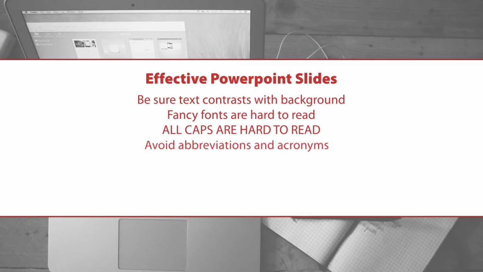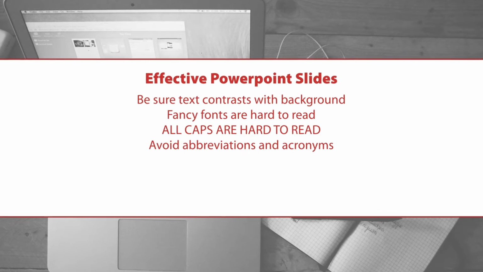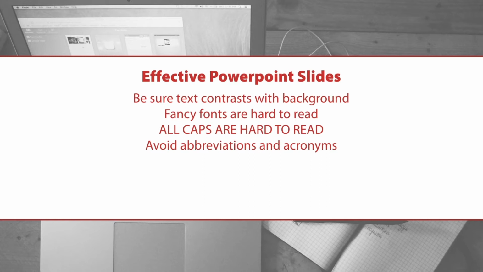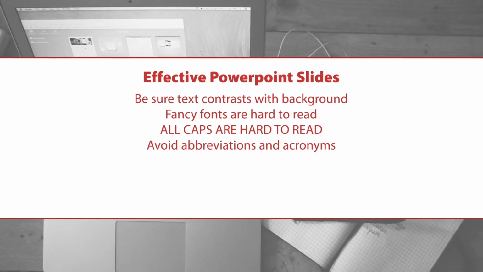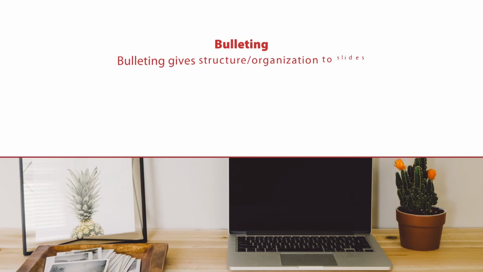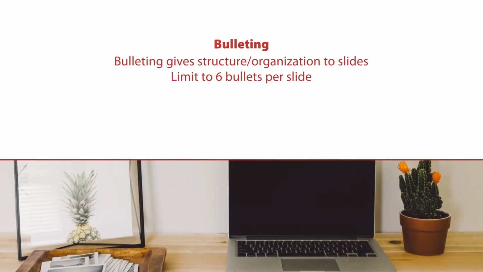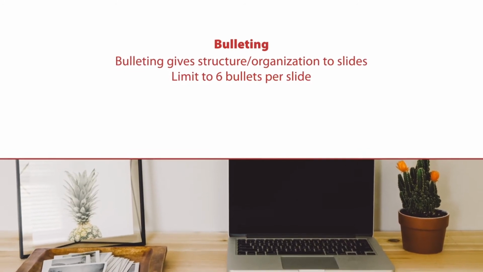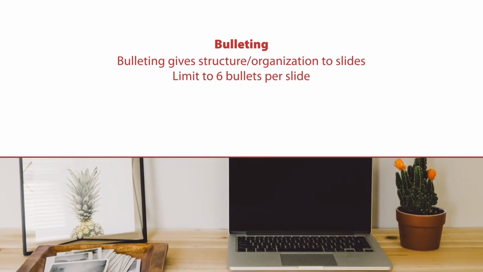So avoid abbreviations and acronyms, because these are not familiar to the viewers, so they can deviate from the presentation. So limit punctuation marks. And bulleting is very important. When you bullet, give structure and organization to slides. Limit to 6 bullets per slide, because if you make numerous bullets, the size of the text is going to be smaller, and that creates a problem. So make bullets visible.